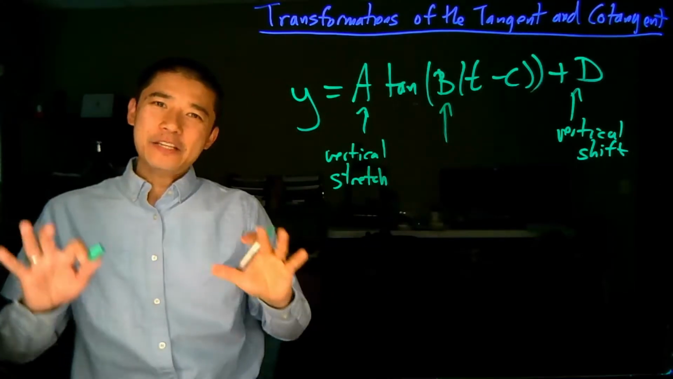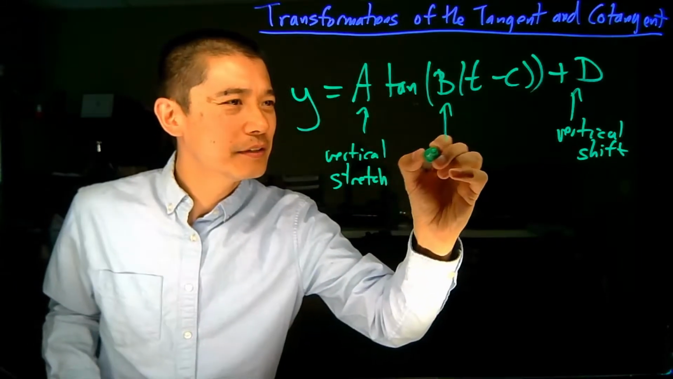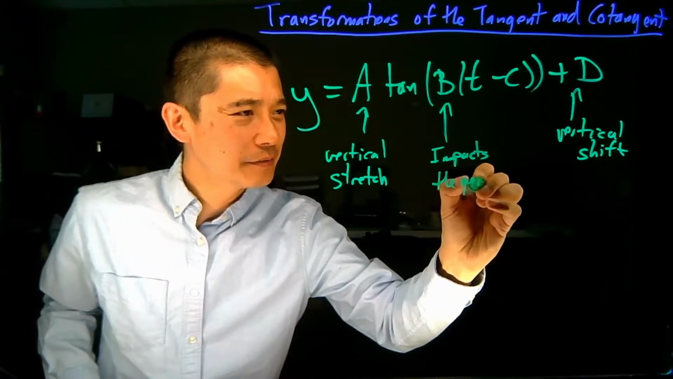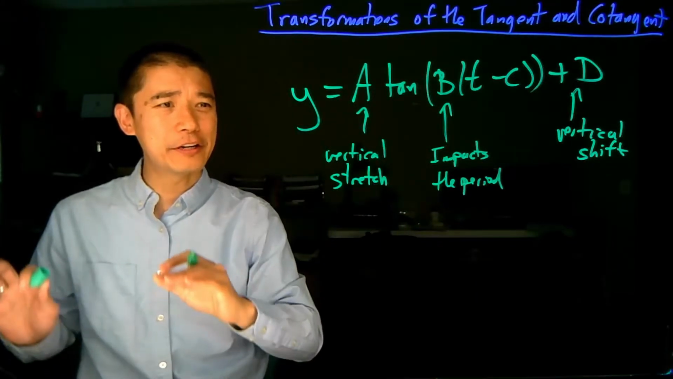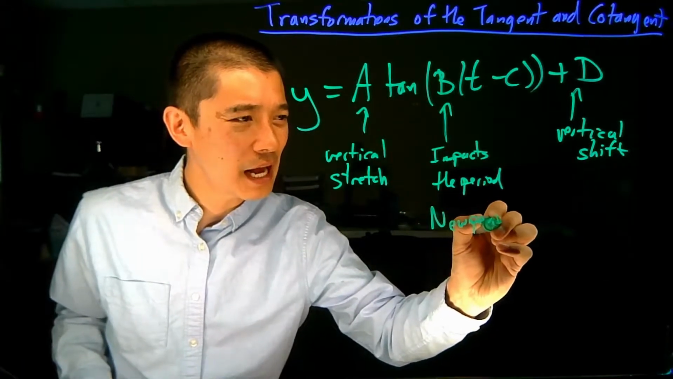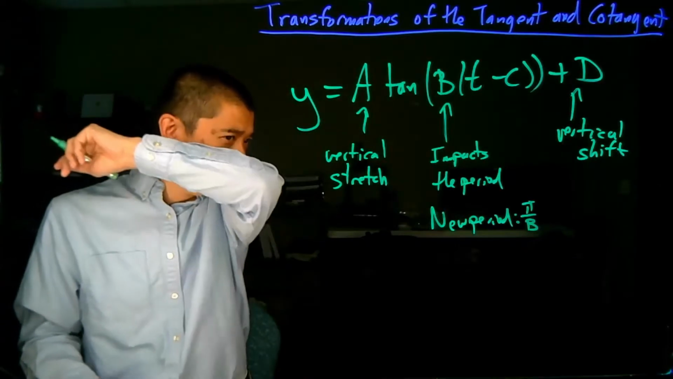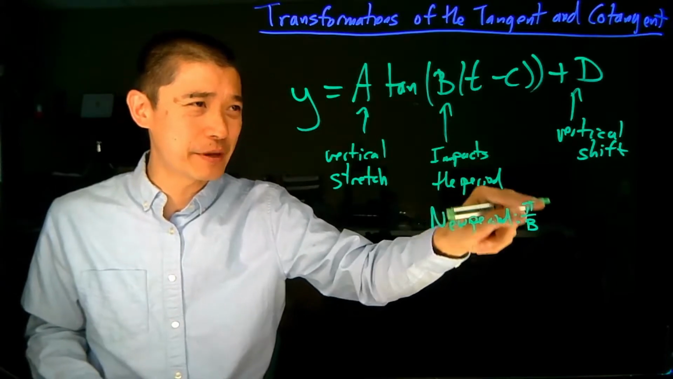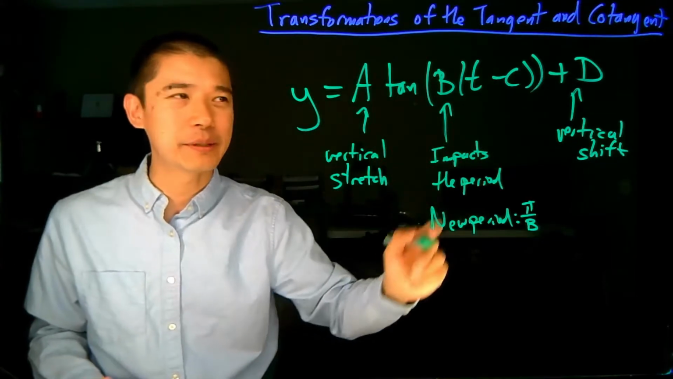The value of b, this also impacts, just as it did before, the period. Now specifically, because the tangent and cotangent functions have a period of pi, the new period is going to be pi over b. For the sine and cosine functions, this was 2 pi over b because the base functions had a period of 2 pi. In this case, because it's pi, it's just pi over b.